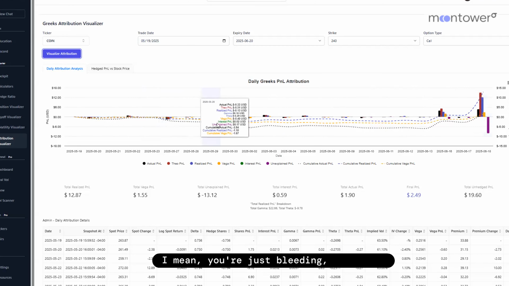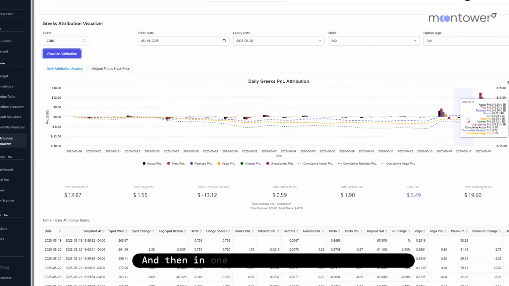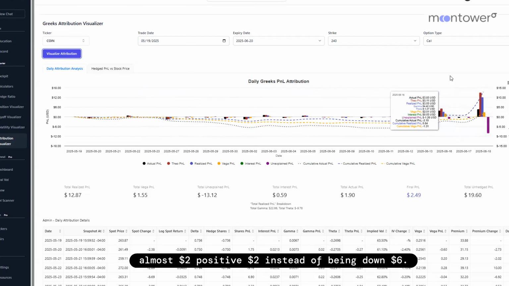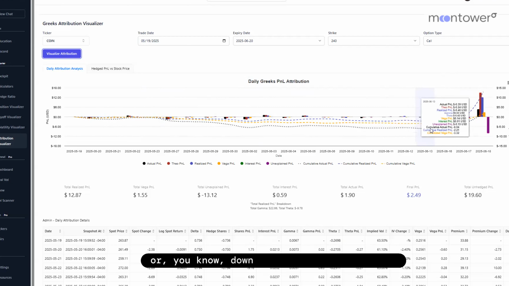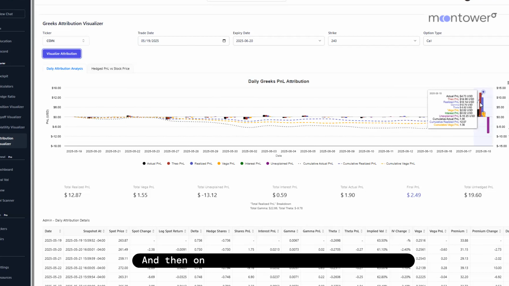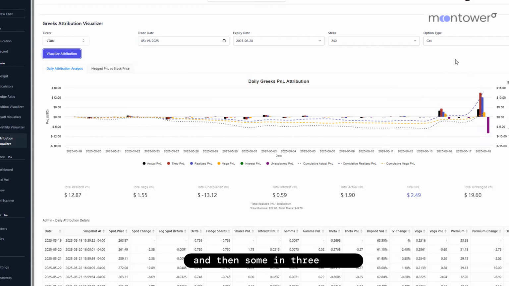I mean, you're just bleeding. And then in one day, you make almost $5 back. So your cumulative P&L now is almost positive $2, instead of being down $6 a couple days ago. You had two really nice days, so you had this jump up in P&L on the 16th. You made almost $4. Lost a little bit after that, and then yesterday you made almost $5, which basically means you made all your losses back and then some in 3 days.